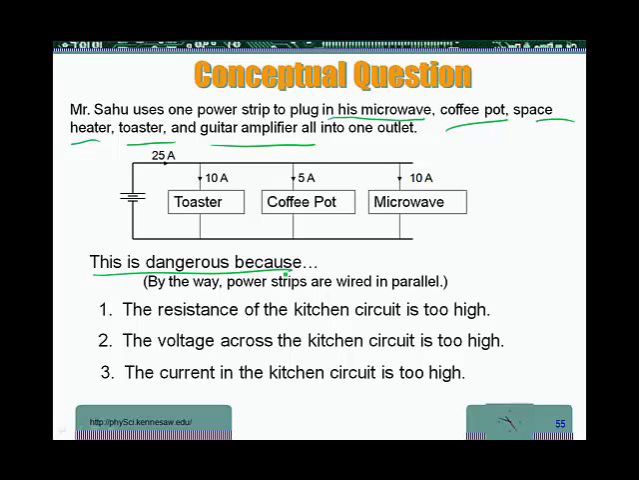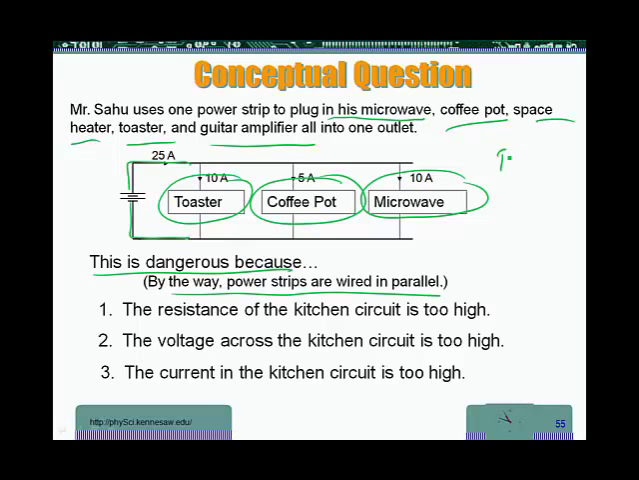This is dangerous because of what? Okay, remembering that power strips are powered in parallel. This is dangerous because each of the devices is going to require a certain current. And the wires here are not really ideal. They're going to have a resistance. Because of that resistance, power in that wire is equal to Ri squared, R being the resistance of that wire.